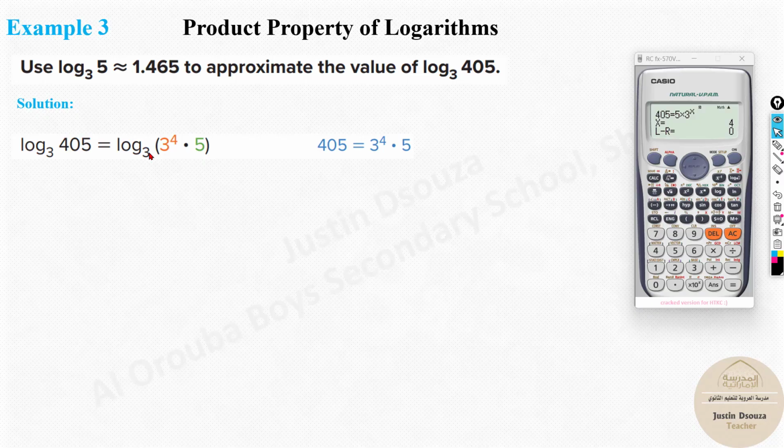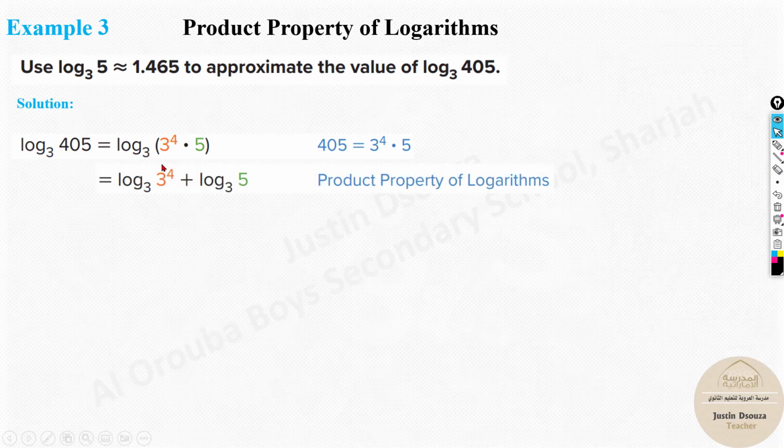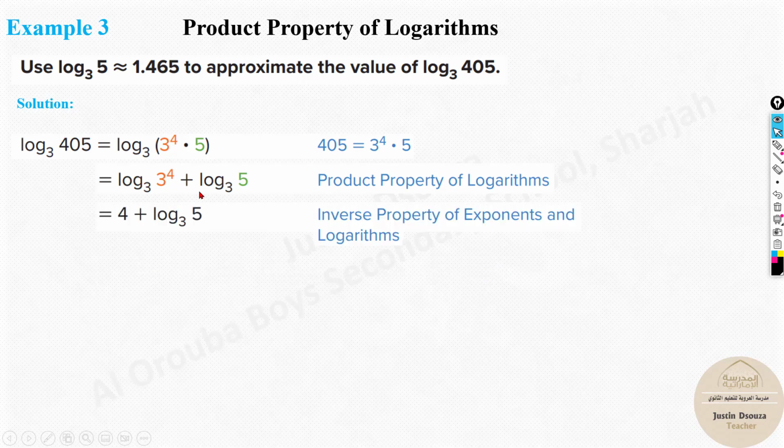Now what do you do over here? You need to use the log properties, the product property. So when you multiply, you can add them separately. Now look at the bases. 3 and 3 cancel. What's the answer over here? 4.